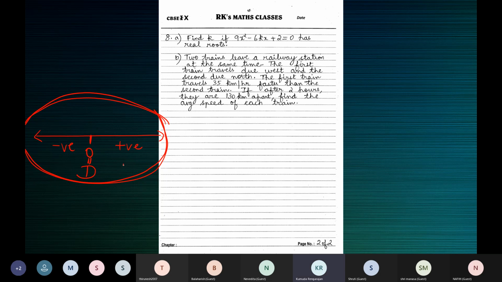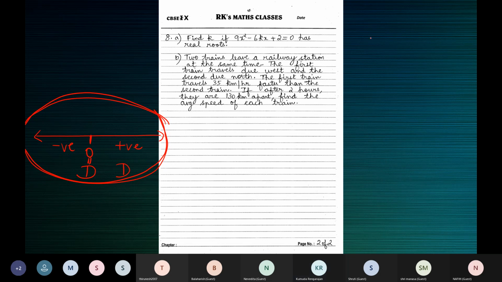The value of D can be positive. When D is positive, the quadratic equation has unequal roots. D is equal to 0, equal roots. D is positive, unequal roots. And when the value of D is negative, that means the given quadratic equation has no real roots. No real roots.